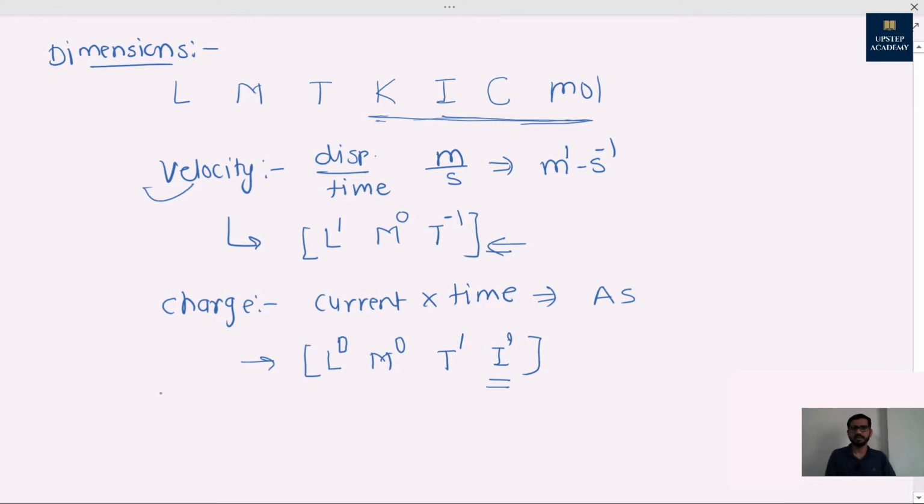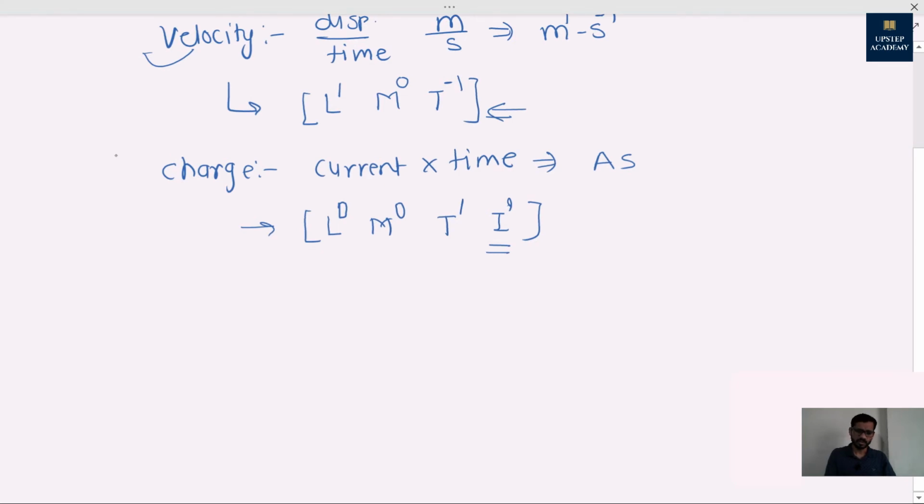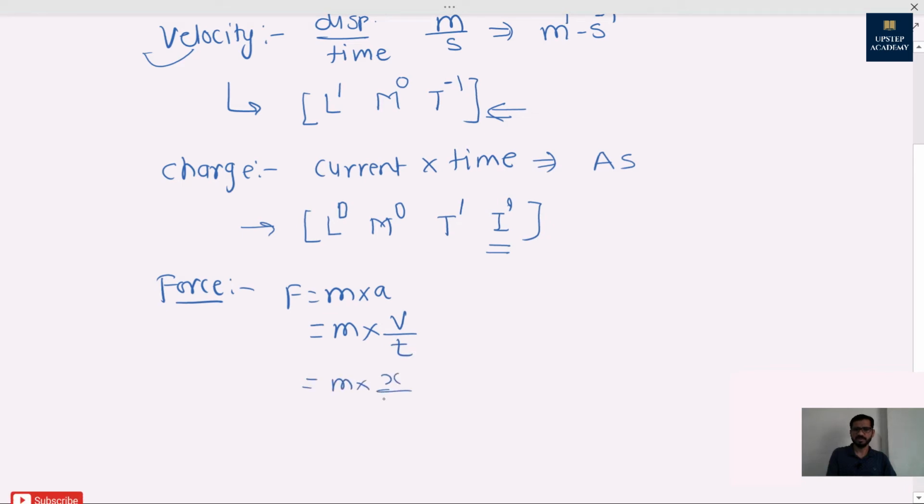One more example let me give you. Let's take the example of force. What is force? Force is equal to mass into acceleration. Now what is acceleration? Acceleration is velocity upon time. And velocity is displacement upon time, so time squared will come over here, and simply its unit will become kg meter second raised to minus 2.